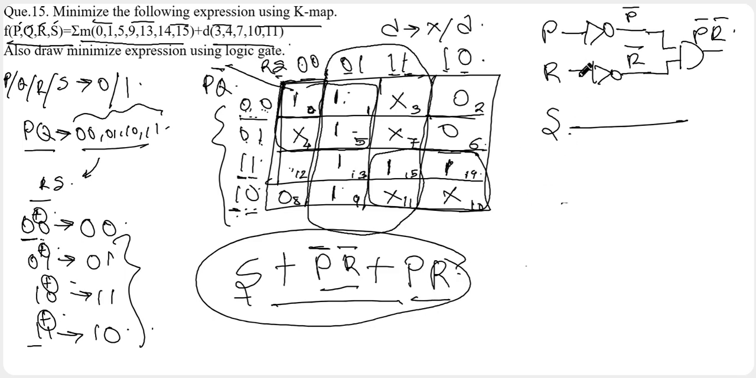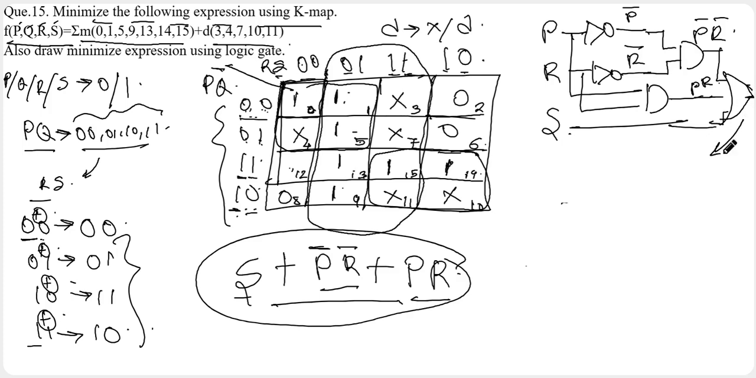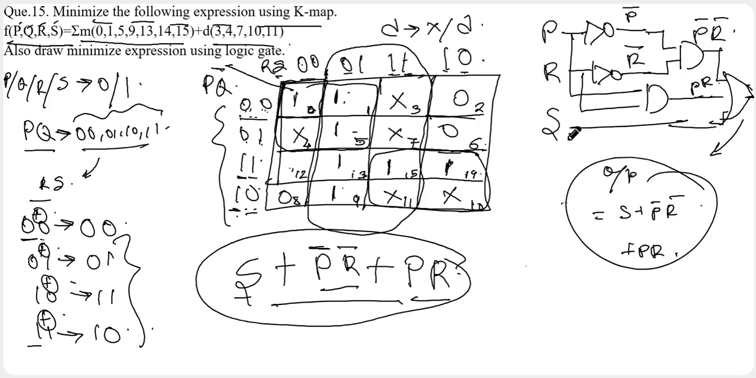And the next term is PR, so this P and this R, if they are AND gated together, we will get PR. And now all of these terms need to be added, so we will pass them through a 3 input OR gate. Okay, this is a 3 input OR gate, so the output will be S plus P bar R bar plus PR. So this is our required logic expression.